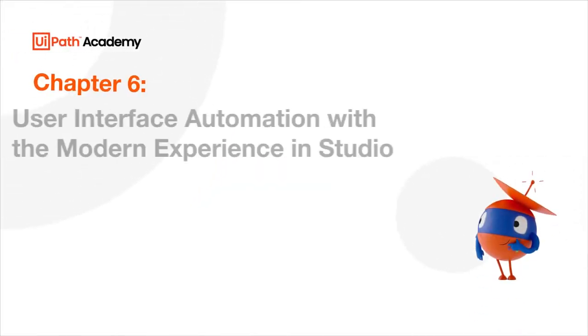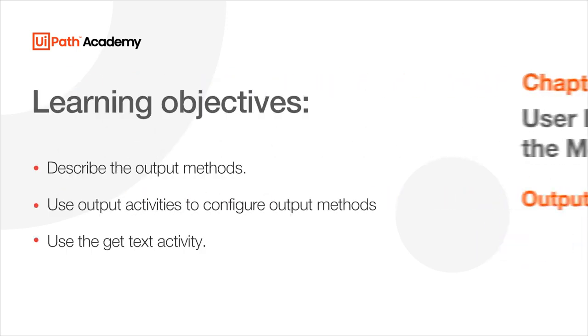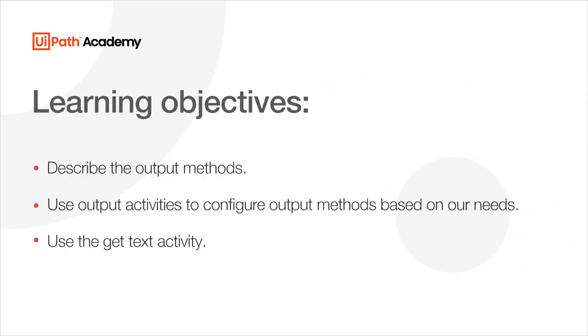Welcome to this demo on output methods and output activities. In this demo, we use a project that we previously built from the video demonstration on input methods and input activities. Don't worry if you haven't built along, you can download the project attached before watching the video. Here, we'll add functionality for extracting transaction numbers from WI and learn how to use different output methods in automation projects to obtain the information that we need.